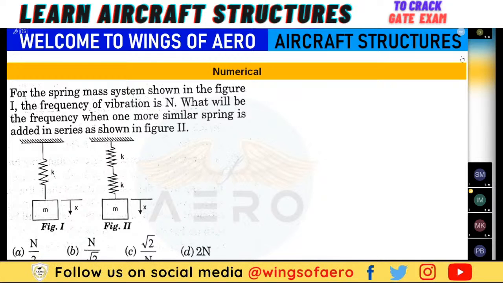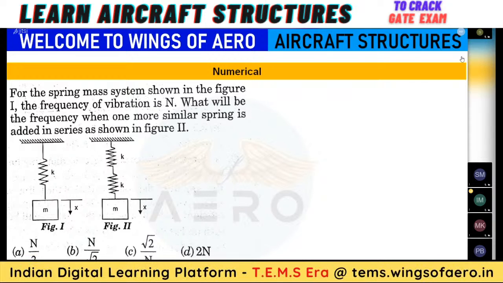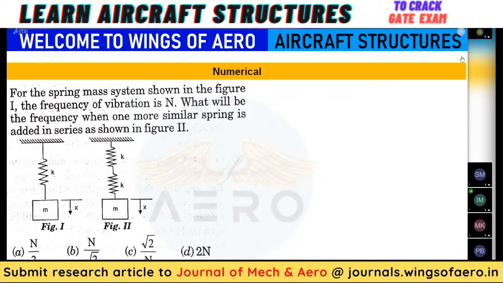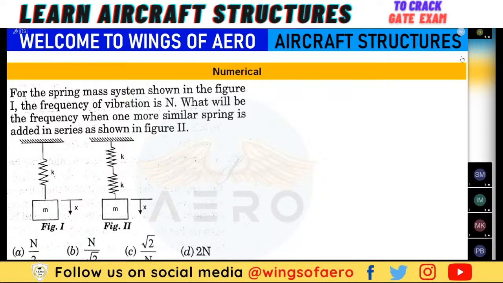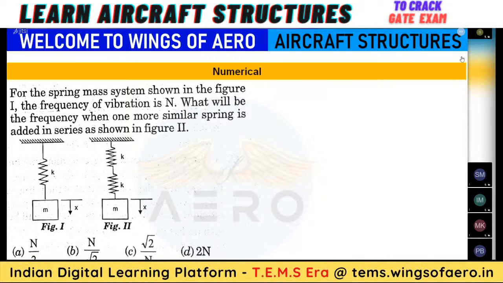For the spring mass system shown in the figure, the frequency of vibration is n. They have given, instead of f of n, they have said the frequency of vibration is n. Now, what will be the frequency when one more similar spring is added in series as shown in figure 2? So what will be the natural frequency when it is added? You can write down the answer in the chat box.